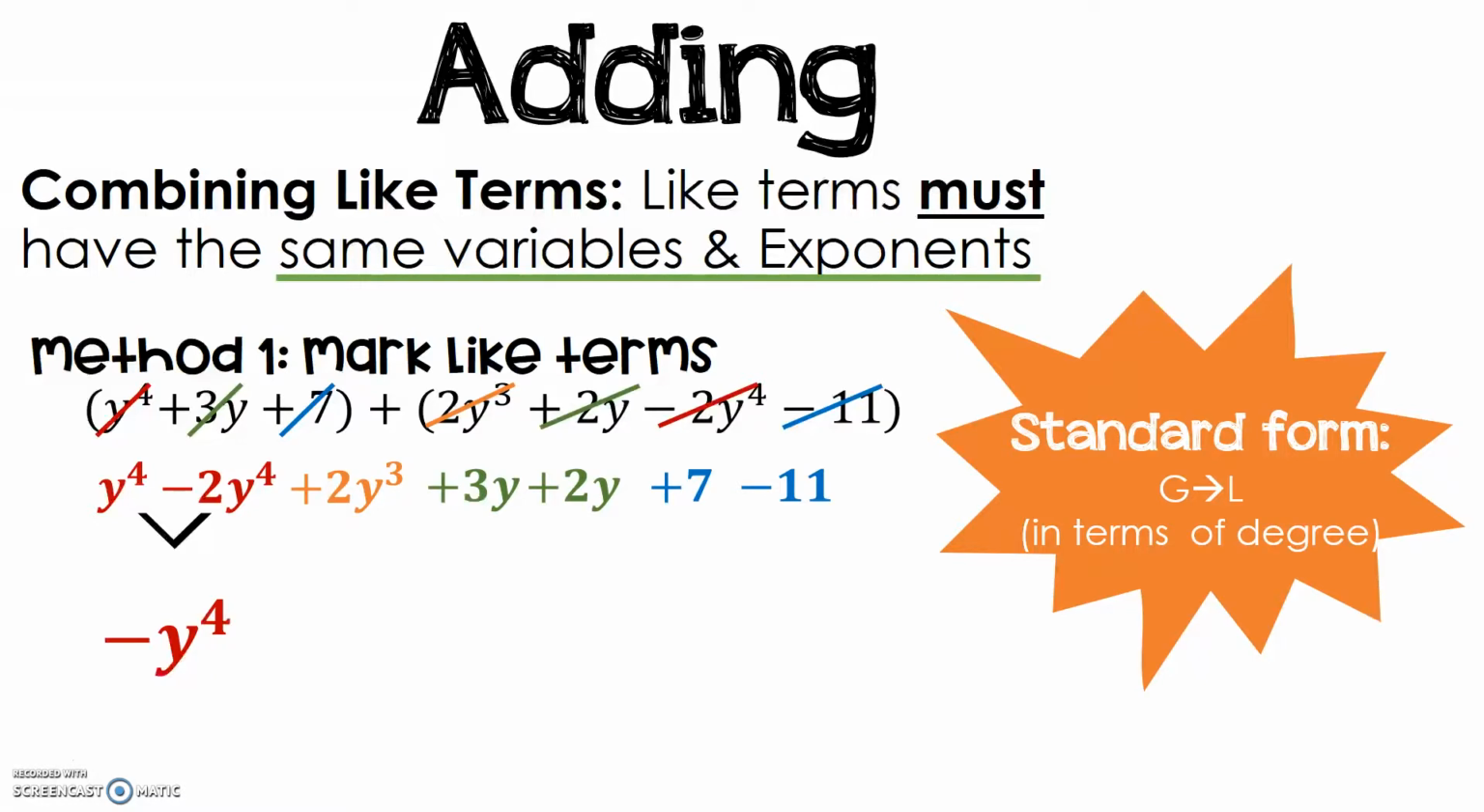2y cubed has nothing to combine with, so it's easy, we just bring it on down. 3y plus 2y, your variable and exponent stay the same, and you just add your coefficients. So you get a 3 plus 2, and you get 5y. 7 minus 11, and that's just your normal integer rules, you get negative 4. Now that each of these monomials is only written once, you're done.